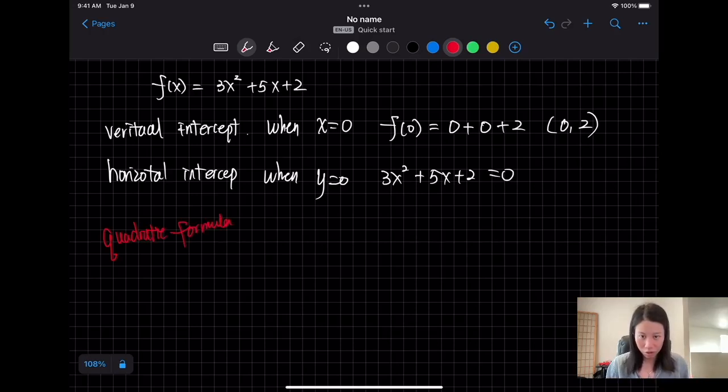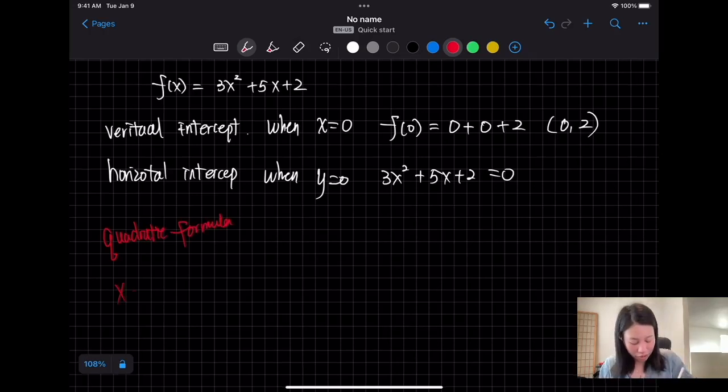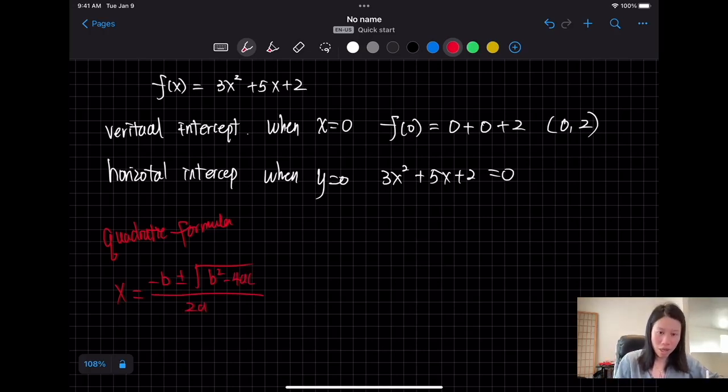So what is the quadratic formula? The quadratic formula is x equals, anyone remember? Negative b plus or minus the square root of b squared minus 4ac, over 2a. So in our example, a equals 3, b equals 5, and c equals 2.